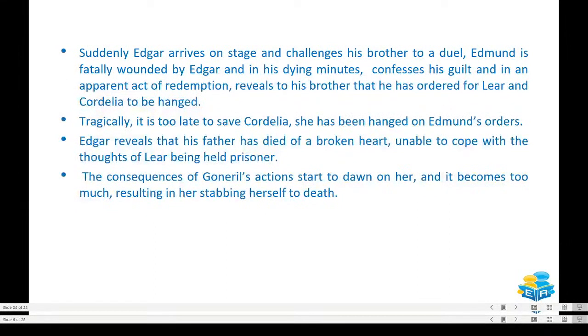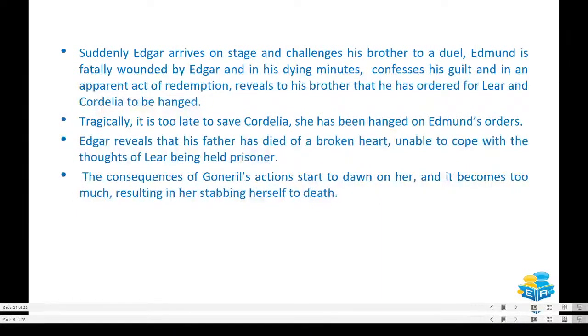By Edgar, and then Edmund, in his dying minutes, confesses his guilt, and in an apparent act of redemption, reveals to his brother that he has ordered for Lear and Cordelia to be hanged. So, tragically, it is too late to save Cordelia. Alright, so she has been hanged on Edmund's orders. Edgar reveals that his father has also died of a broken heart. So basically, Gloucester thinks that all hope is gone, and he's like, I can't take this anymore. He's unable to cope with the thoughts of Lear being held prisoner. Alright, and the fool has also met his sticky end as well, I should say.